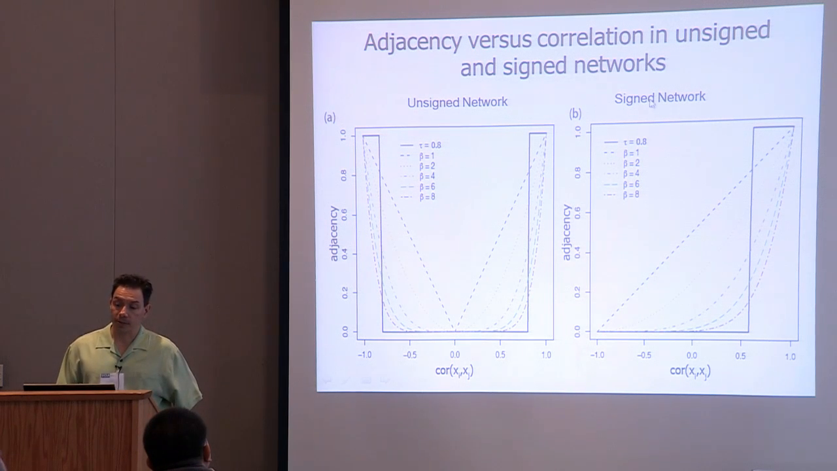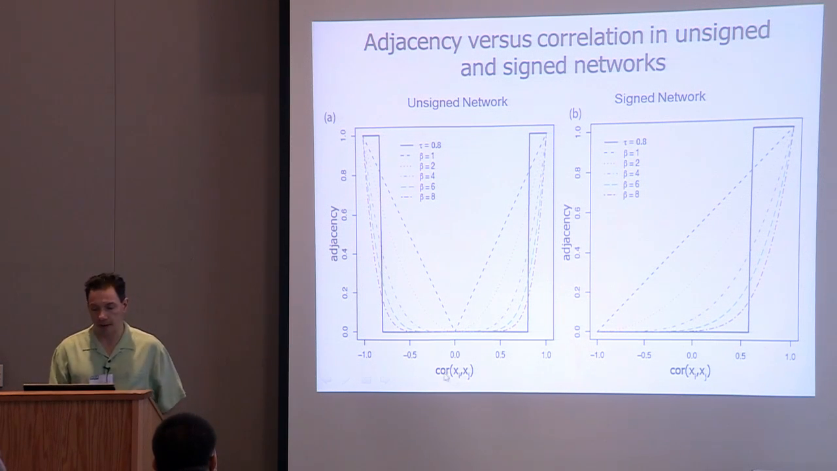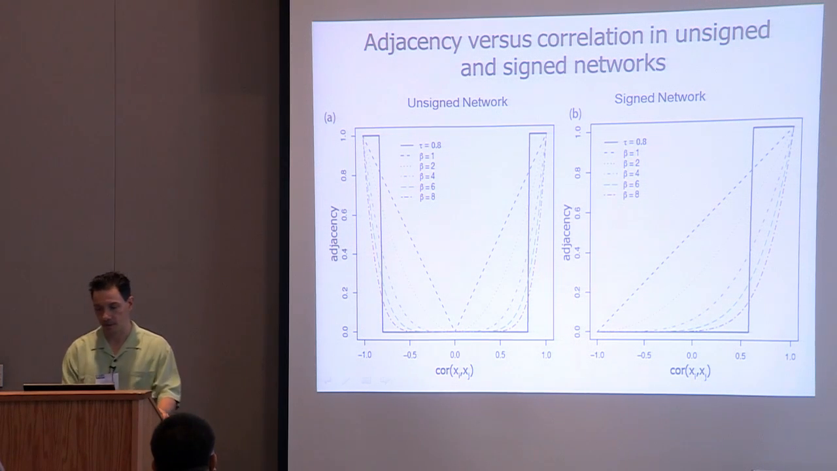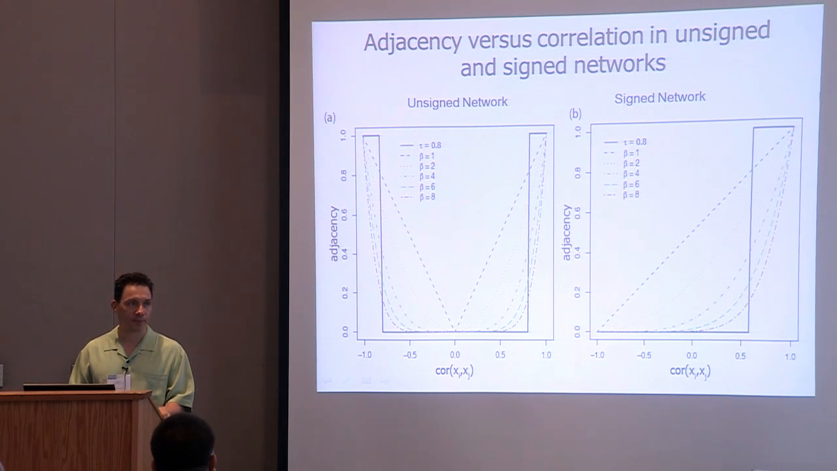So here I talked about a signed network. Now for an unsigned network, you get curves that look like U's. You get a U-shaped curve. Why? Because both positive correlations and high negative correlations end up with a high adjacency. So you connect these two genes. Are there any questions at this point?